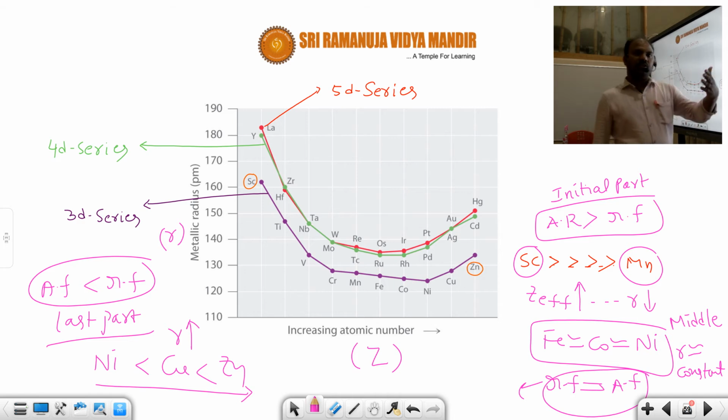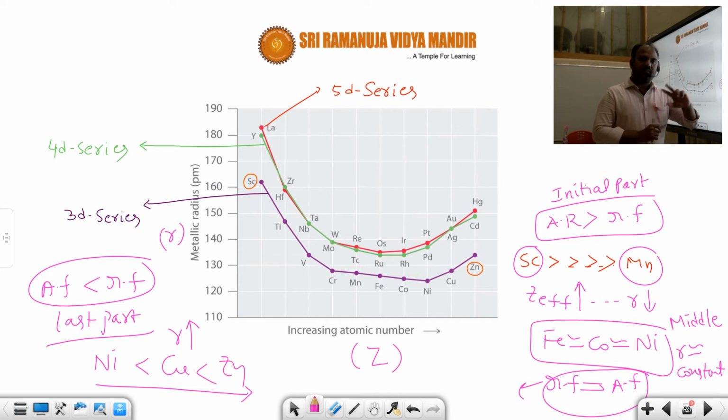When the d subshell is completely filled, inner electrons are more. Inner electrons means what? Screening electrons are more. Whenever screening electrons increase, shielding effect increases. What is shielding effect? Inner electrons protect the outermost electron against the nuclear force of attraction. That phenomenon is called shielding effect.